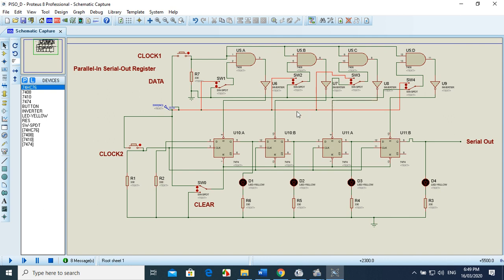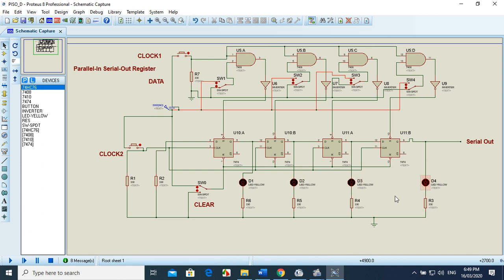During the arrival of the first clock 2 signal, data from the 4 flip-flops are shifted to the right one at a time. That means the output of the next flip-flop will be the output from the previous one. We need a total of 4 clock 2 pulses to ship all the data from our 4 flip-flops to our serial out point or receiver. The output of our 4 flip-flops are being monitored by the 4 LEDs D1, D2, D3, and D4.